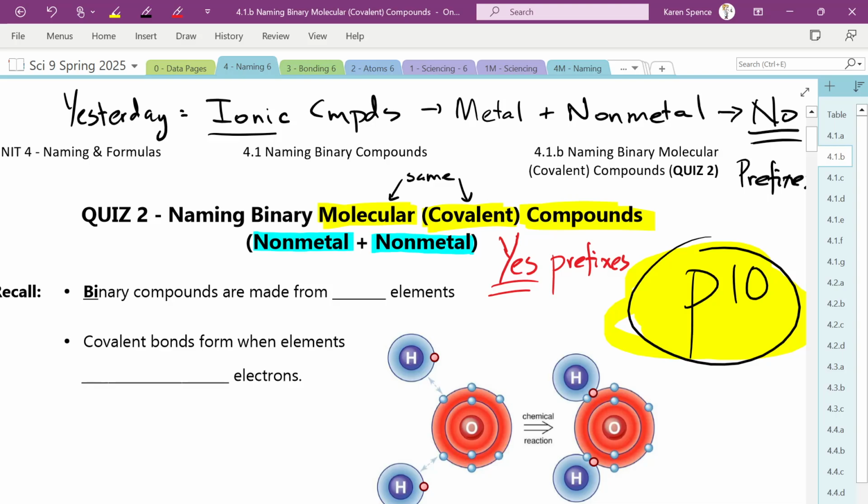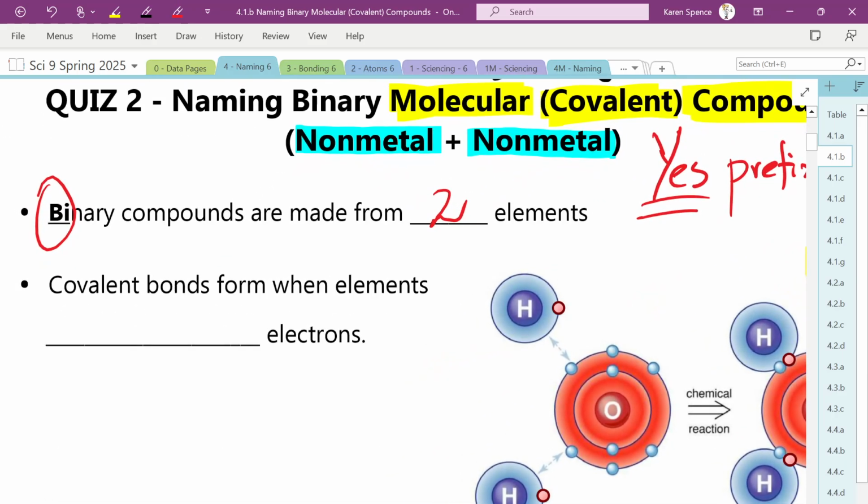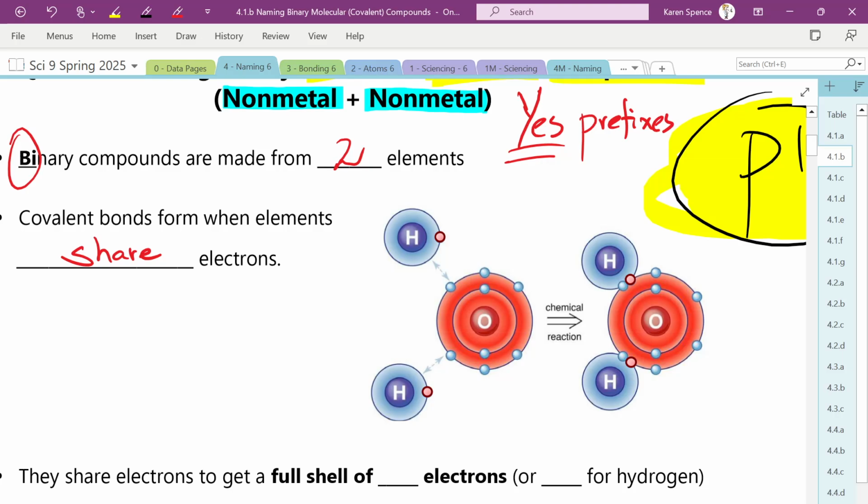Now, just before we get on to learning how to use those prefixes, let's remind ourselves, a binary compound, can you guess how many elements make up a binary compound? 2, because the prefix bi means 2. And covalent bonds form when elements do what with their electrons? They're sharing their electrons. So here we have a covalent compound.